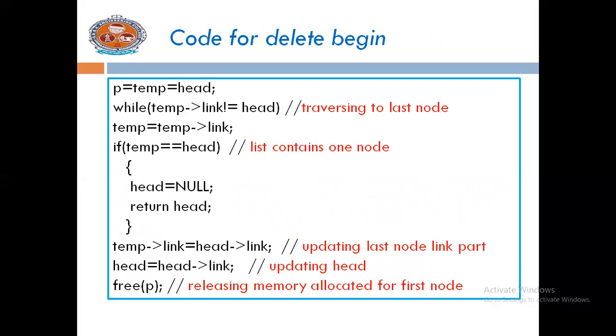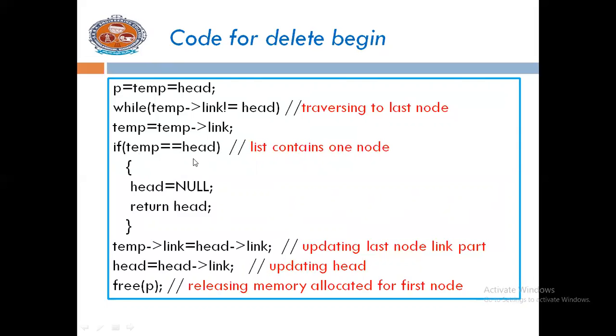Coming to the code for delete begin. Initially we copy head value to some temporary variables p and temp. To go to the end of the list, here we are using a while loop. So here the condition is while temp of link not equal to head, which ensures that the node's link part is not equal to head. A node whose link part is equal to head means that it is the last node. So while temp of link not equal to head, we are moving ahead: temp equal to temp of link.